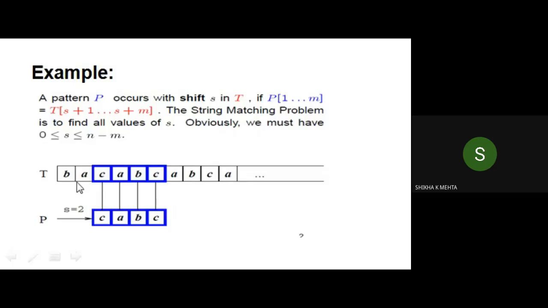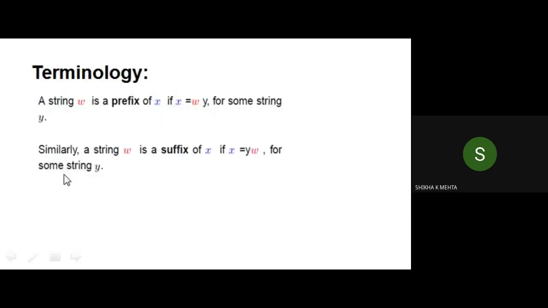So from this text, we are trying to search for a pattern C, A, B, C. So how do we start? We start from the very first position, as you see with the help of this particular example. Before this example, we just have to understand a small thing: a string W is a prefix of X if X is equal to WY for some string Y, and similarly W is a suffix if X is equal to YW for some string Y.